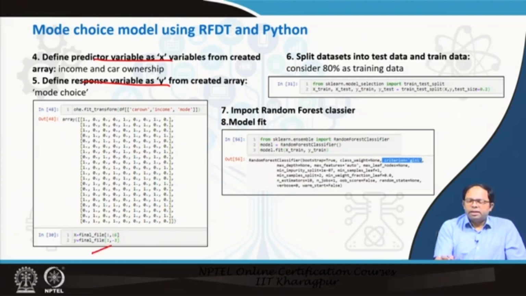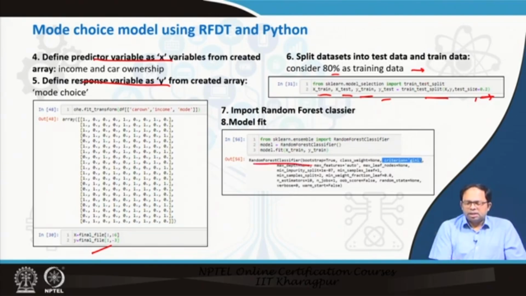Then we can split the data set: training data is 80%, and for testing data we have 20%. So, this is what we have done: X train, X test, Y train, Y test. We have set 0.2 for the test data, so automatically 80% is the training data. Once we have done that, we import the random forest classifier, which can be seen over here.